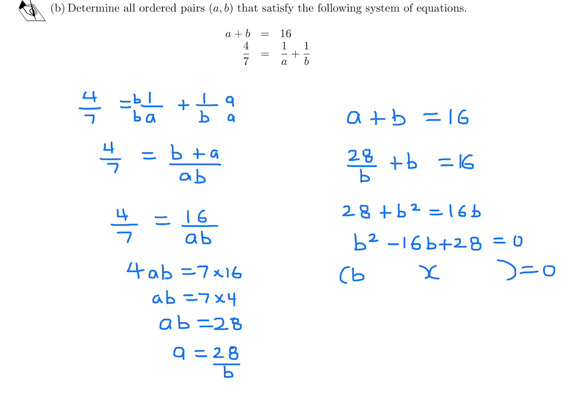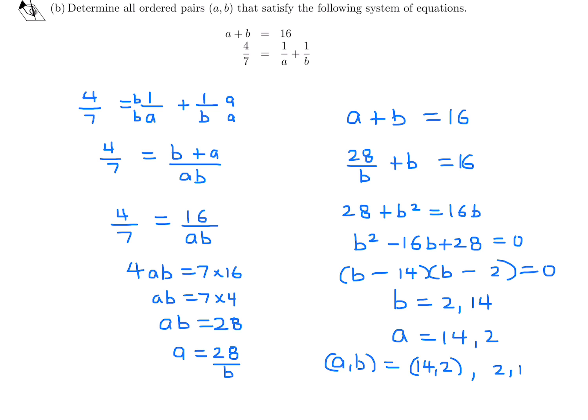14, 2, negative, negative. So b is either 2 or 14. If you substitute those values back into this equation, you will get a is equal to 14 or 2. So that means my ordered pairs (a, b) are either 14 and 2 or 2 and 14. And that's it for part b of number 4.